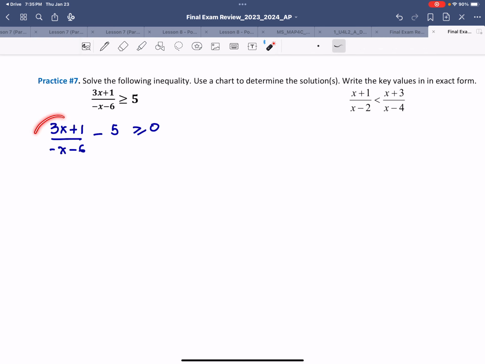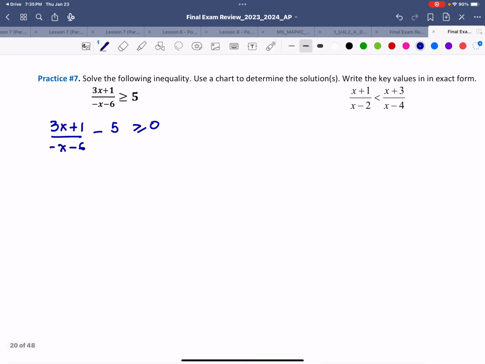So now we have to combine these terms. Remember, we have a rational term and a single term here, which happens to be a constant, negative 5. So we will combine them into a single rational expression. Which means that negative 5 is going to need a denominator of negative x minus 6 in order to join the first rational term here.